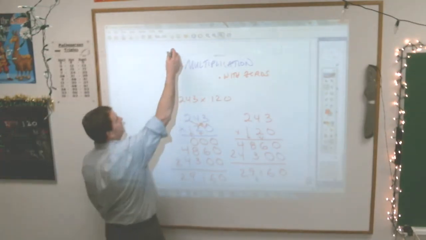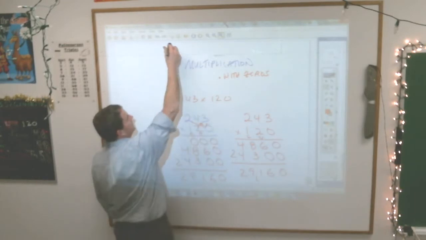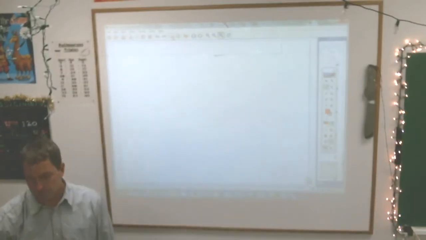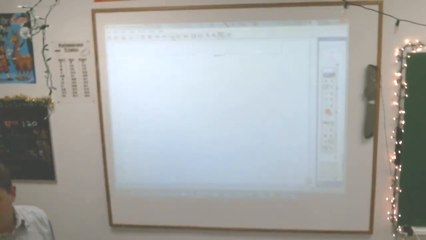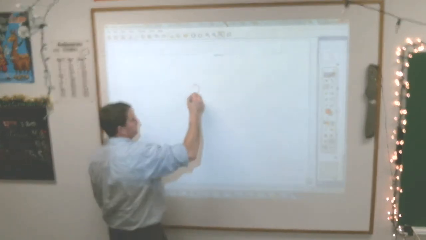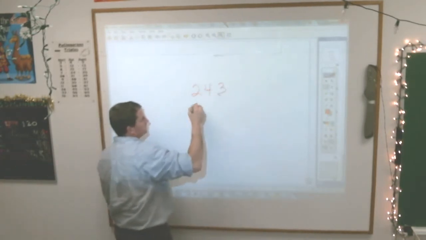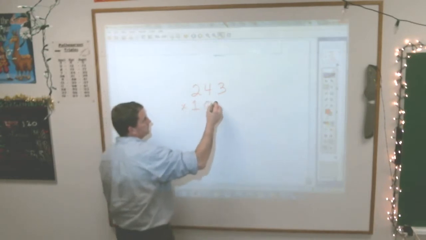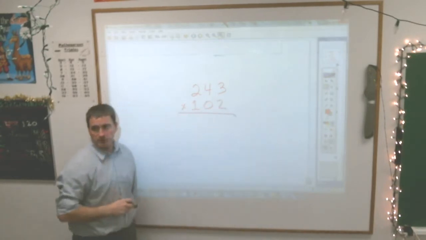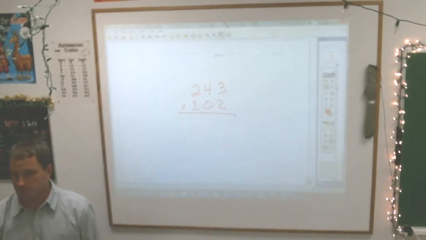Now that may be a little bit more important. This one isn't maybe as confusing as this problem is. If it's 243 times 102, a lot of times those zeros that fall in the middle are the ones that really mess people up.